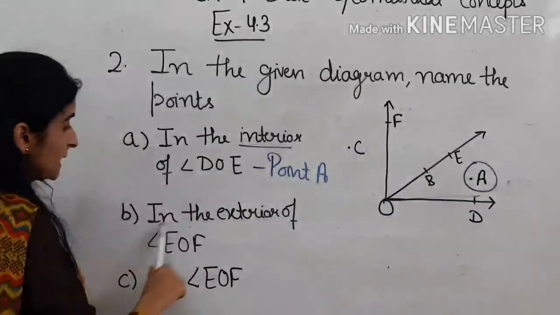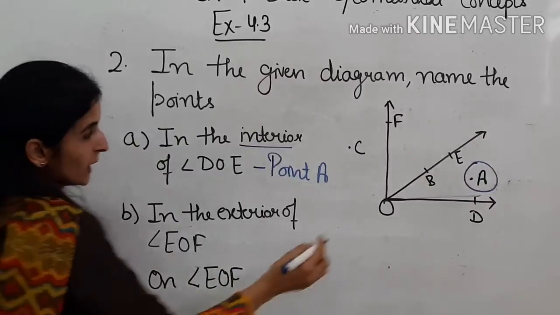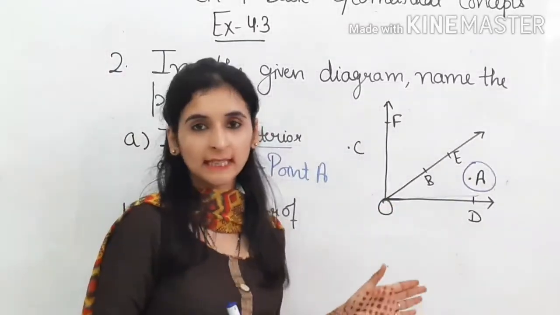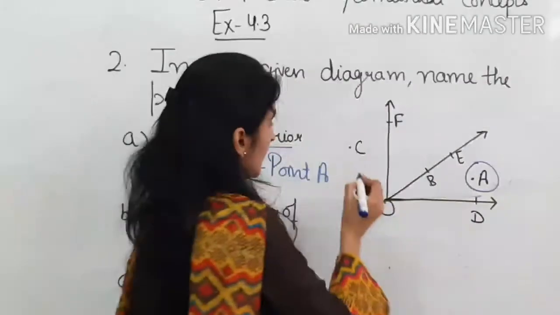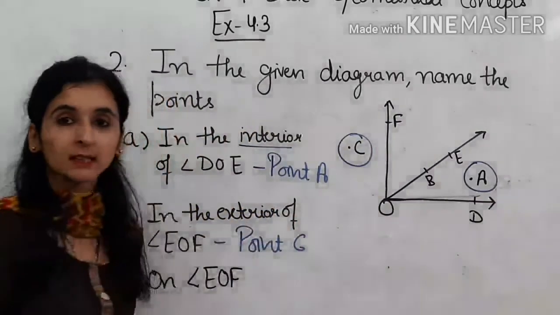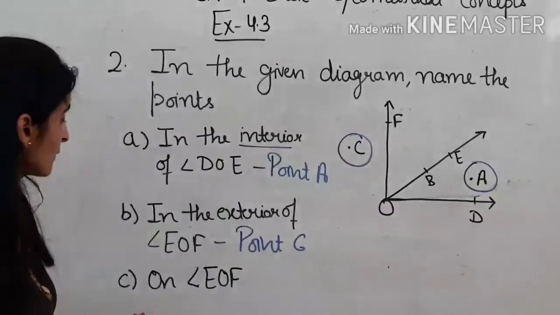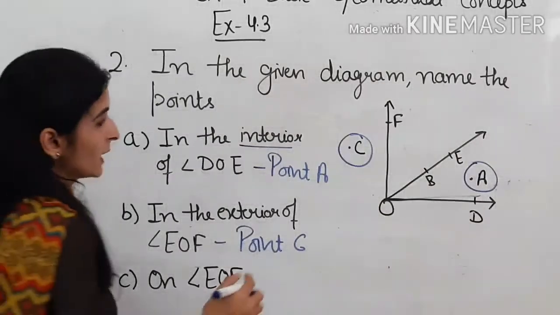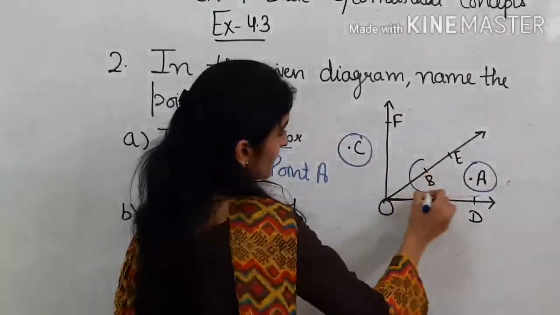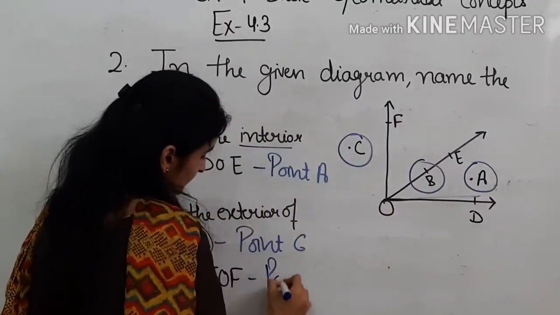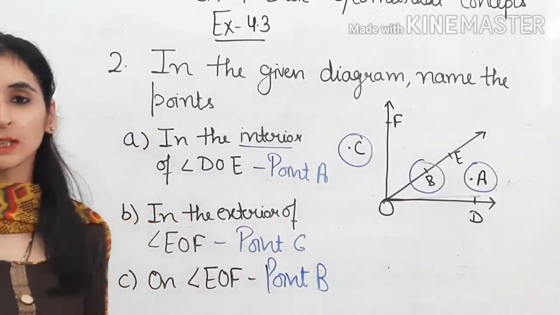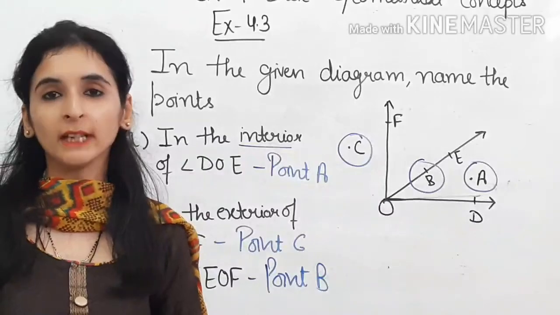Okay. Then we have in the exterior of angle EOF. Exterior means outside that angle. So which point is outside it? Point C. So we can write here point C. Right? Then we have on angle EOF. Which point is on angle EOF? On it is point B. Okay. So this was the solution of question number 2. Now let's come to the next question.